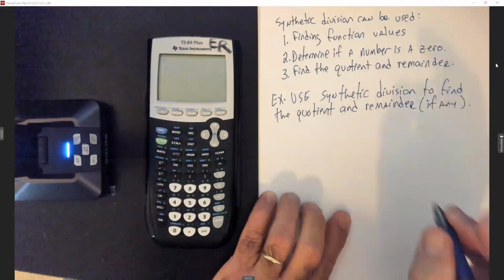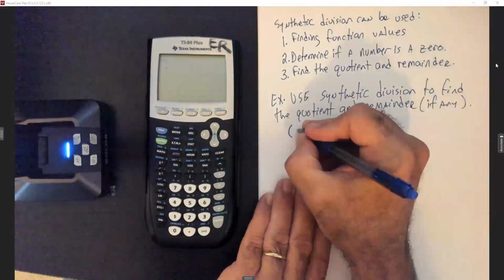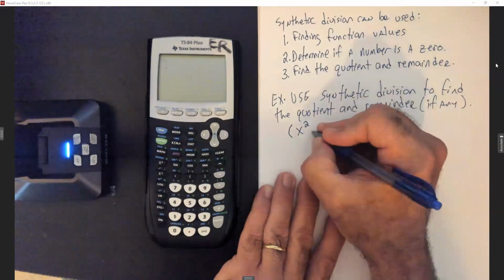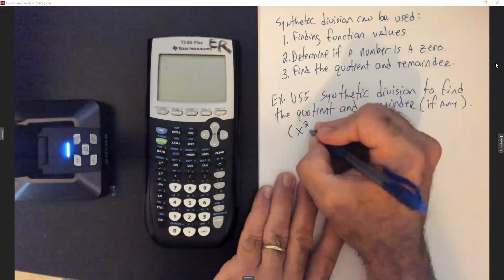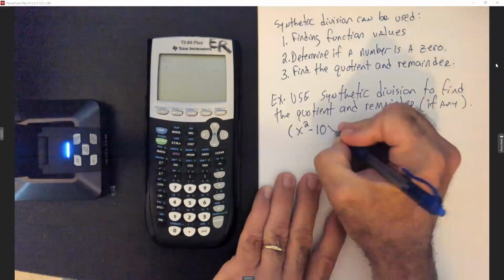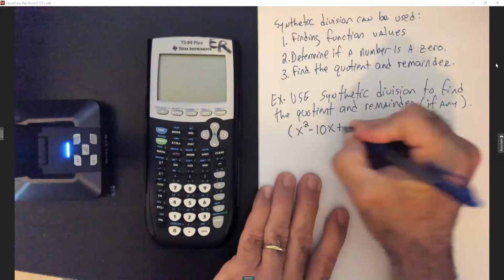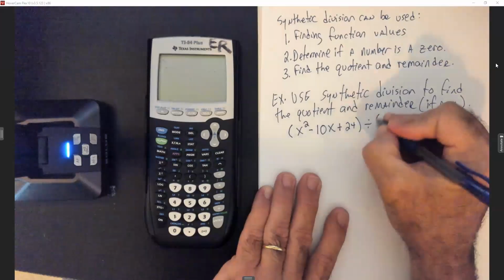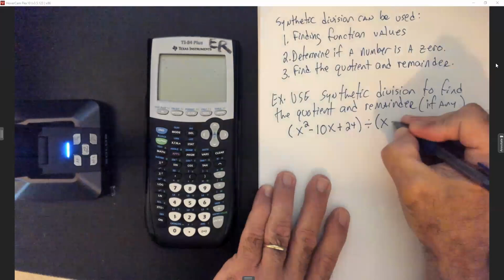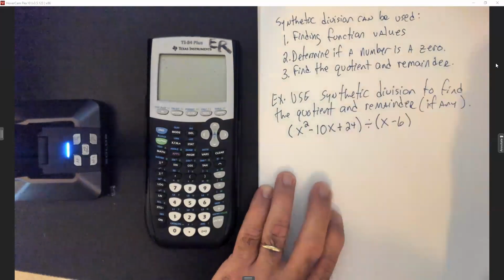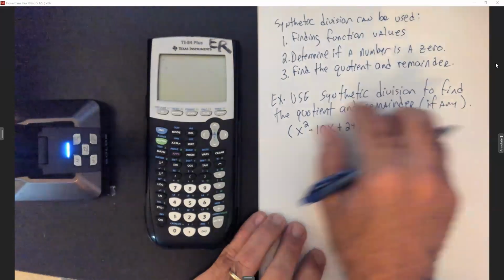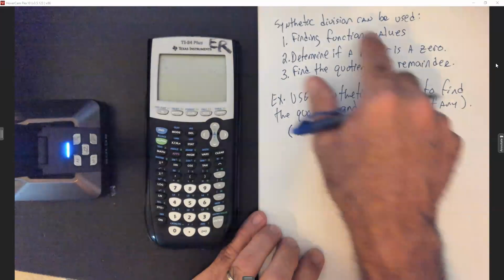So I'm going to use x squared minus 10x plus 24 divided by, so let me see what I want, x minus 6. So this would be what you're sort of doing in support, but it's a good way to show you how to use synthetic division.